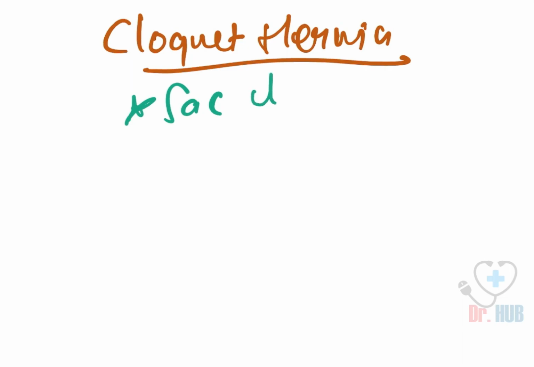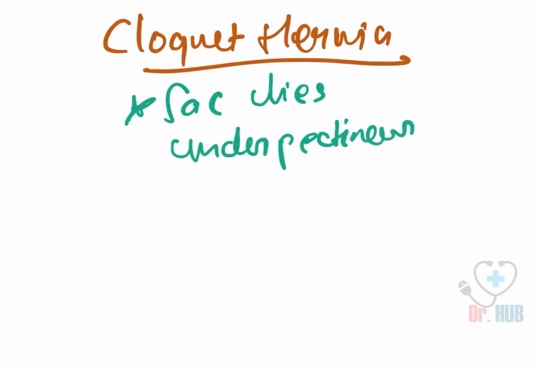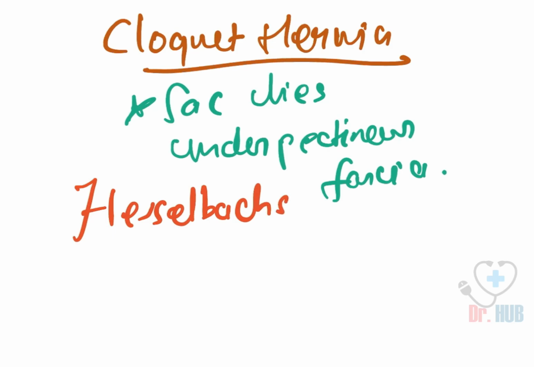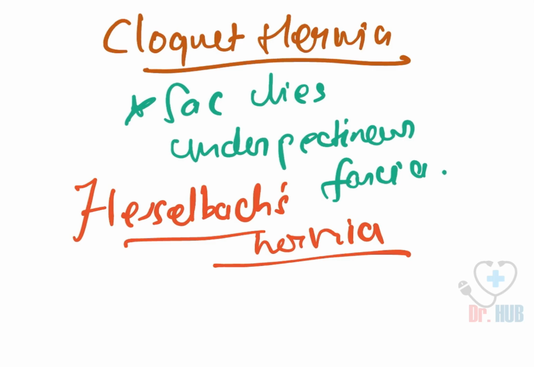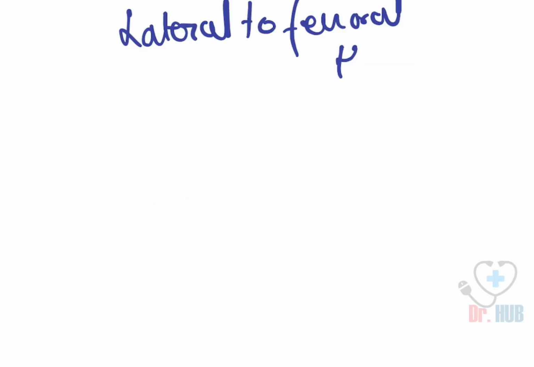Next, we look at the Cloquet's hernia, and this is nothing but the sac lies under the pectineus fascia. Then we look at the Hesselbach's hernia, and it lies lateral to the femoral hernia.